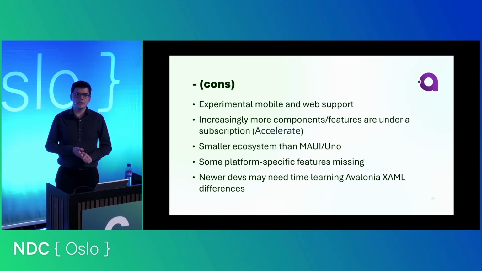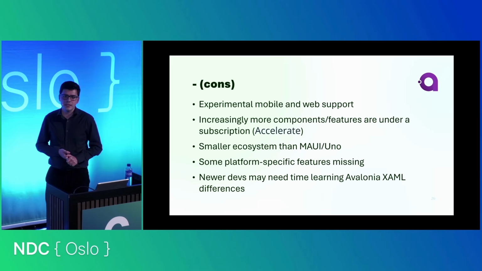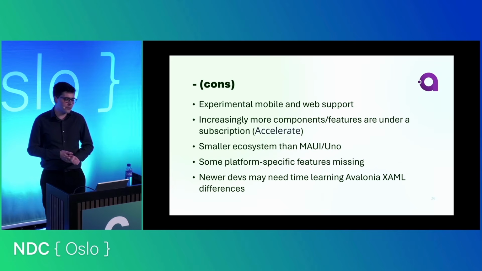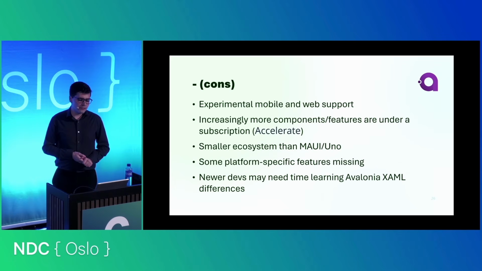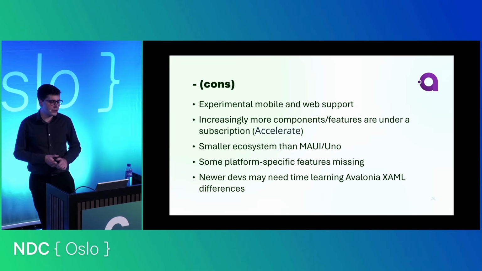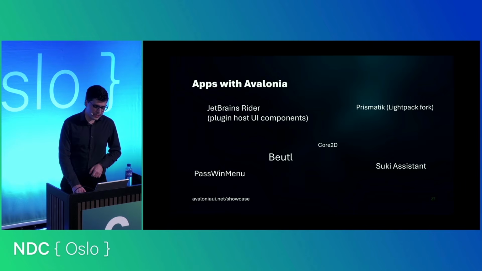Also, some of the platform-specific features might be missing. So as well as Uno, you might need to write some of the platform specifics on the platform itself. And one of the disadvantages might be that newer devs may need some time learning the Avalonia XAML differences which are there. So now for the case studies as well.